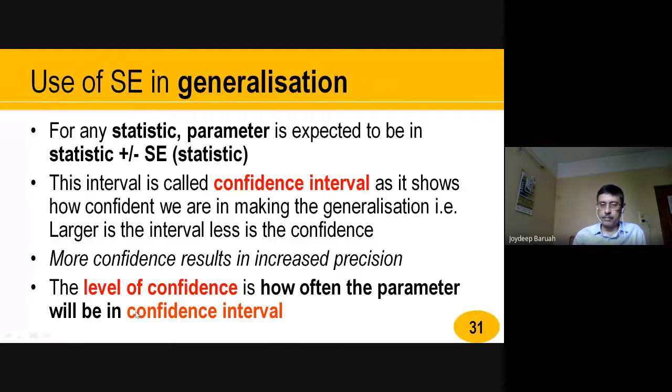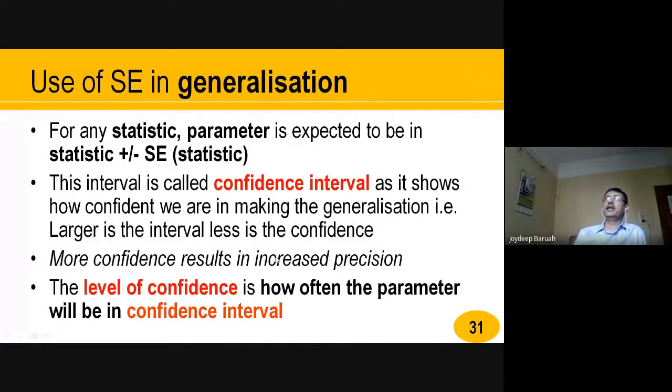But the level of confidence is this: if you repeat the exercise, as I have said, there can be a large number of samples, not only my sample but other samples as well. If we do that repeatedly, then how many times the results are going to be within that interval is called the level of confidence.